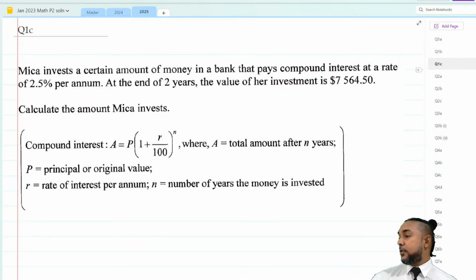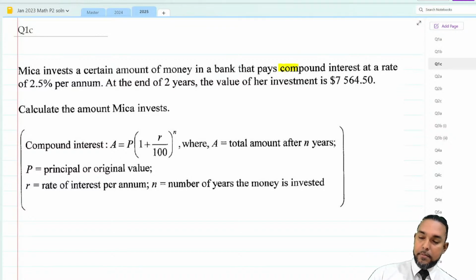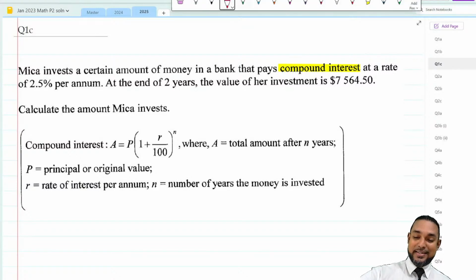Right, so this one caught some people off guard. Micah invests a certain amount of money in a bank that pays compound interest at a rate of 2.5% per annum. At the end of 2 years, the value of her investment is $7,564.50. Calculate the amount she invests.